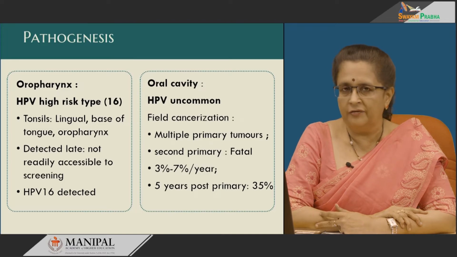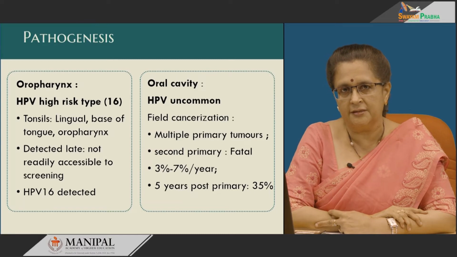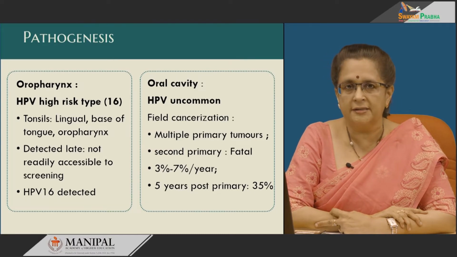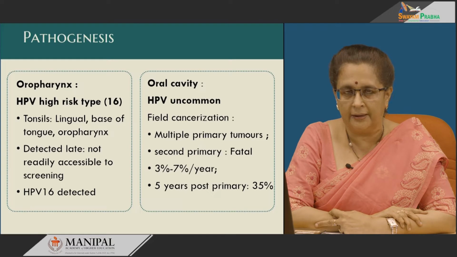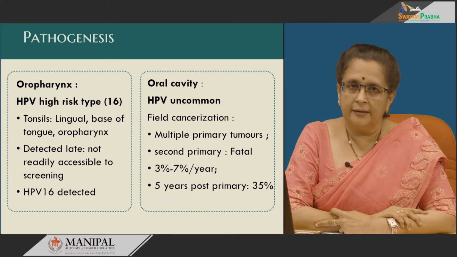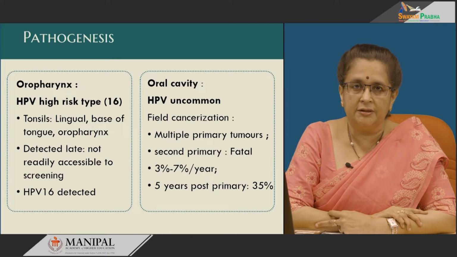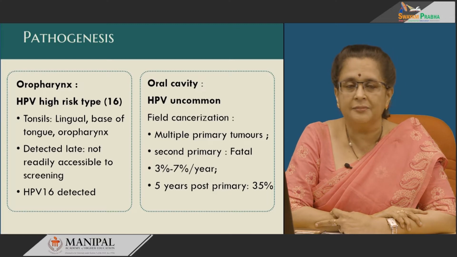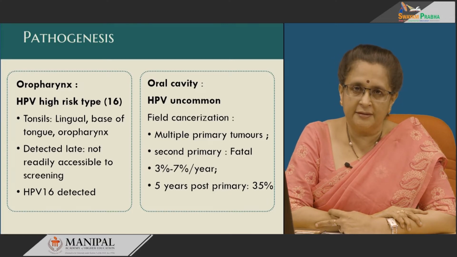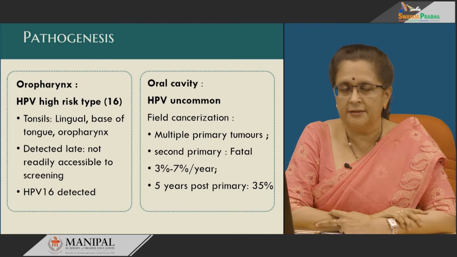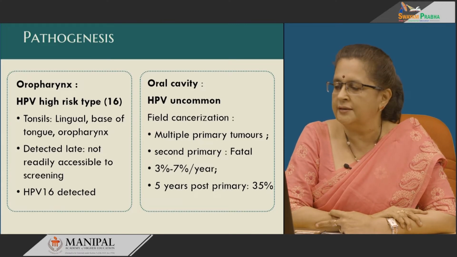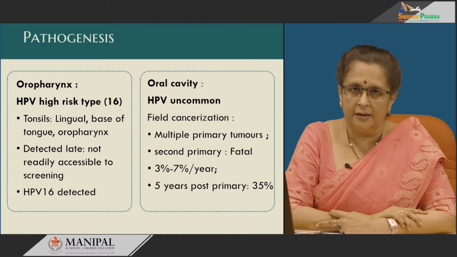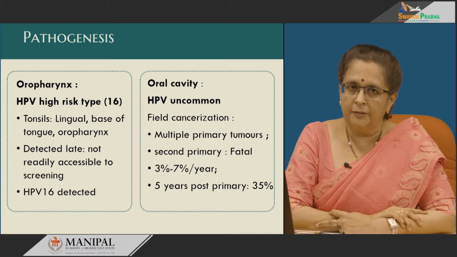Whenever we say oropharynx, especially in case of oropharyngeal squamous cell carcinomas, we mean the locations where the tonsils are, which include the lingual tonsil, which is there in the base of the tongue, the oropharynx and the palate. These are detected late because the lesions are usually small and they are not accessible to screening. HPV 16 is detected in most of these cases, that is at least 50% of these cases. Oral cavity lesions are not associated with human papillomavirus.